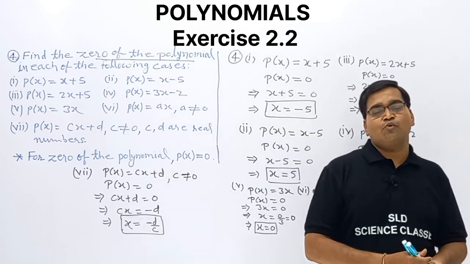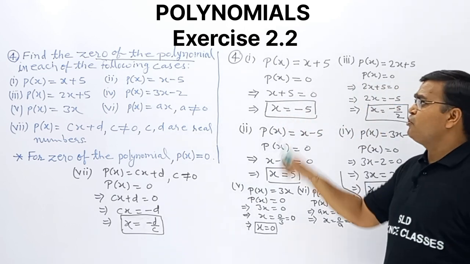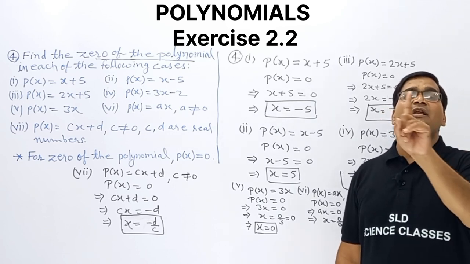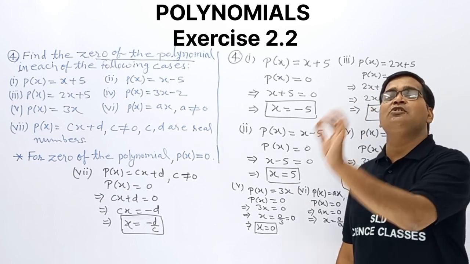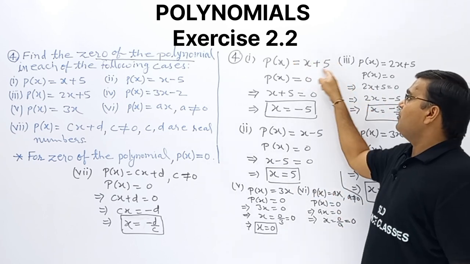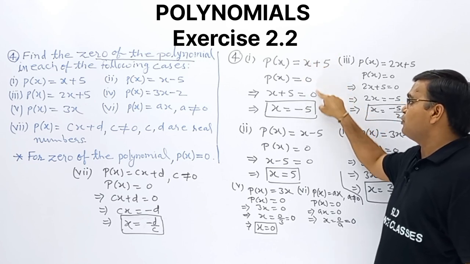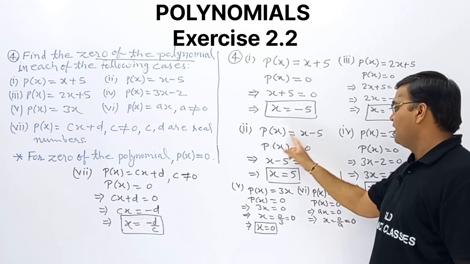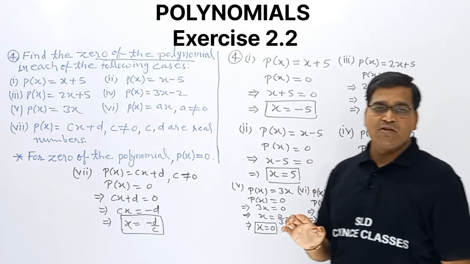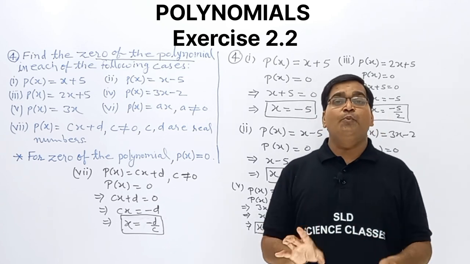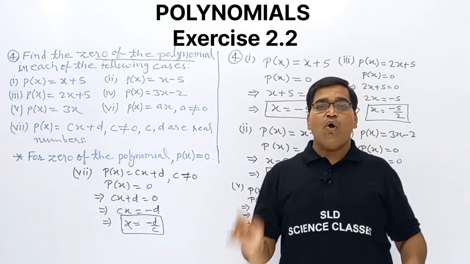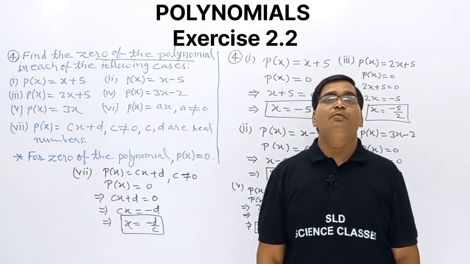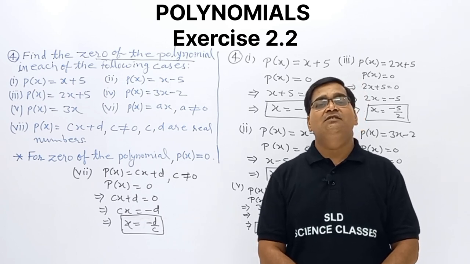So in all these questions, what we are doing? We want 0 of the polynomial. To find 0 of the polynomial, we should put that polynomial equal to 0. If we put this polynomial equal to 0, then we are getting the value of the variable, and that one is what? 0 of that polynomial. In all questions we are doing the same process. So once you put that polynomial equal to 0, solve that polynomial for the variable, and that will be 0 of that polynomial. That's all about this topic.